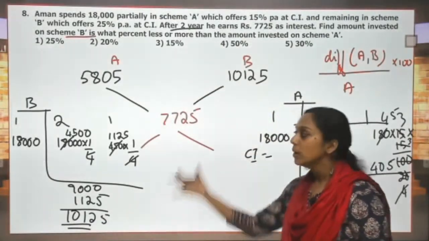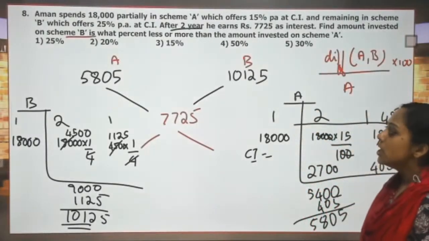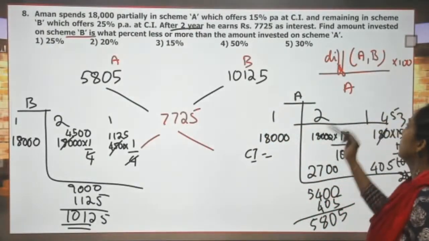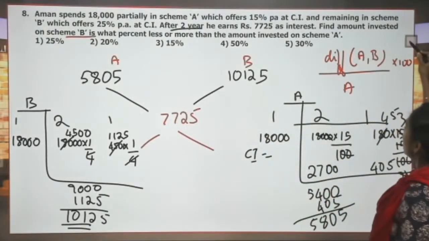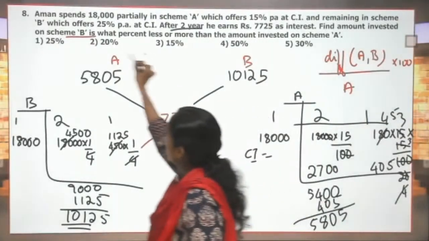Next, what you have to do is just allegate this value. On allegating, I'm rewriting that portion because I don't have any space here.